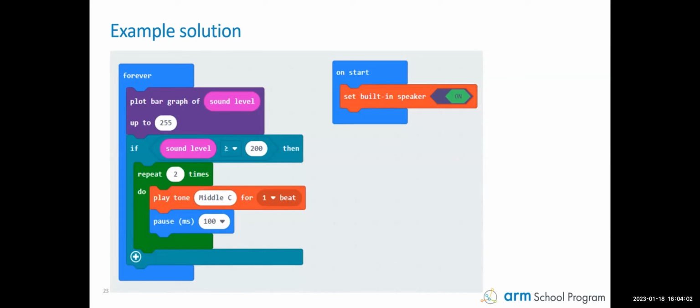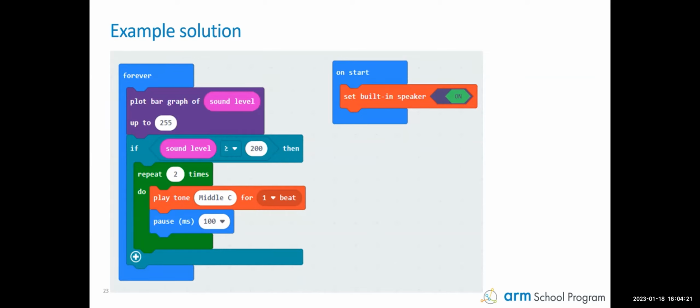So this is about as complicated as we get with these projects, but it's relatively straightforward, but it does involve some slightly more complex blocks. So let's start on the right. We're obviously setting the speaker to on, as we have done in the previous projects. And on the right is where we need to look at this in a little bit more detail.